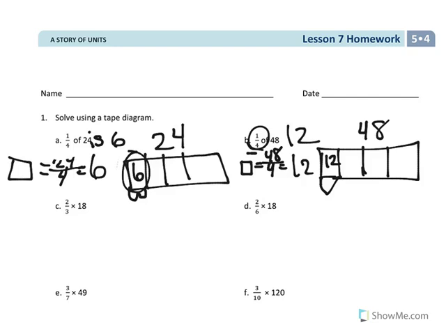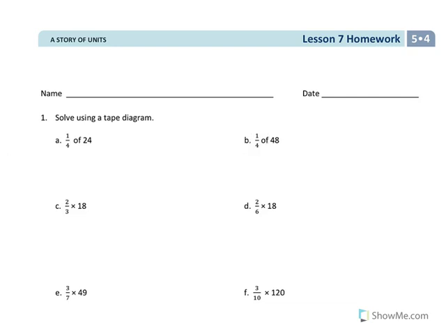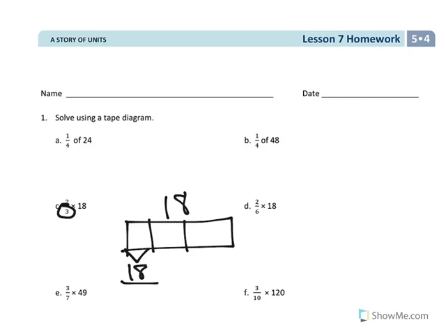Let's go ahead and look at C. C is 2/3 times 18. Same concept. If I have a tape diagram, and the entire tape diagram is 18, I now have 3 pieces, so I break that up into 3 pieces. And I need to know what 1 square equals, so that would be 18 divided by 3, and 18 divided by 3 is 6. So each one of these is worth 6.